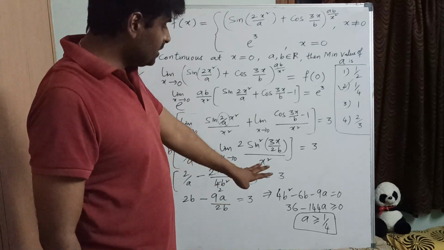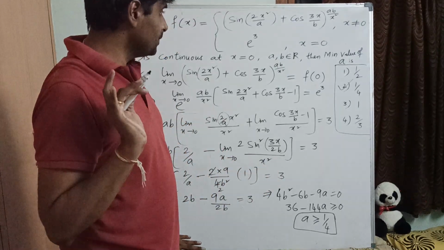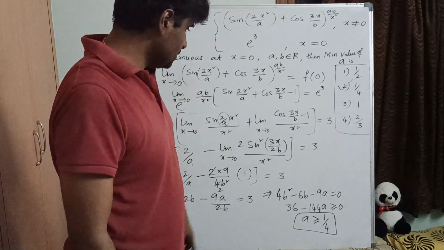So what is the minimum value for a? a is starting from where? 1 by 4. So option 2 is the correct answer. Hope you understood. Copy it.